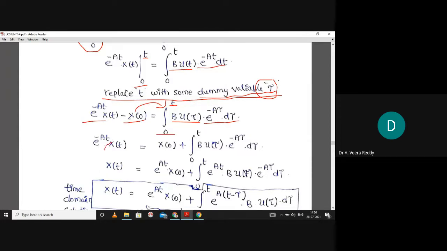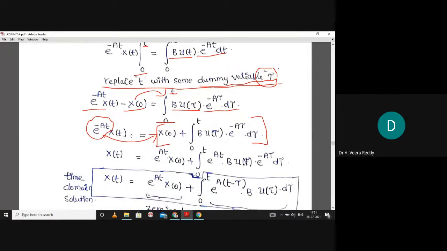Then I can bring this e power minus At to this side. So if e power minus At you are bringing to this side, we'll get e power At. So this total, whatever the RHS factor, it is multiplying with e power At. You can multiply that, or you can multiply with e power At on both sides. That is also no problem. So x of t equals e power At into x of 0 plus integral 0 to t e power At, you are multiplying, Bu of tau e power minus A tau d tau.